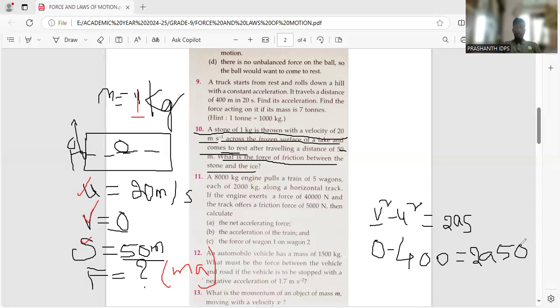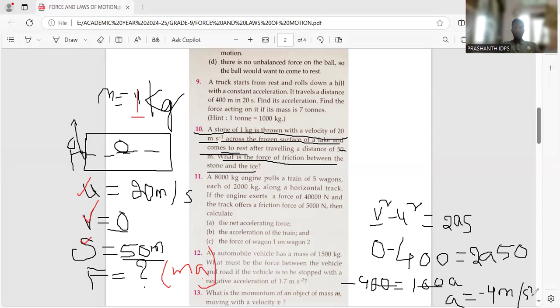So finally, how much will you get here? Minus 400. I'll write the step again. Minus 400 is equal to 2as, 2 into a into 50. 2 into 50 is 100. So you will be getting 100 a. Two zeros get cancelled here. So what is the remaining value? A is equal to minus 4 meter per second square. So this is the acceleration value.